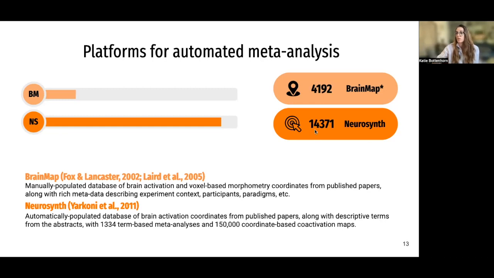It currently has over 14,000 papers representing functional imaging studies. And it includes descriptive terms from each of those abstracts, along with already done meta-analyses for over 1,300 of those terms and 150,000 coordinate-based co-activation maps. And a co-activation map is, in this case, for each of 150,000 voxels in the brain, they looked at all of the papers that report activation in that voxel and meta-analyzed all of those, showing which other parts of the brain that voxel is frequently co-activated with. And that's NeuroSynth.